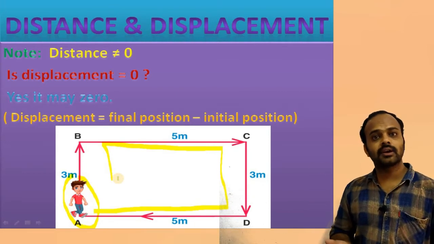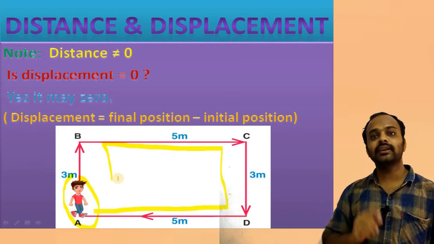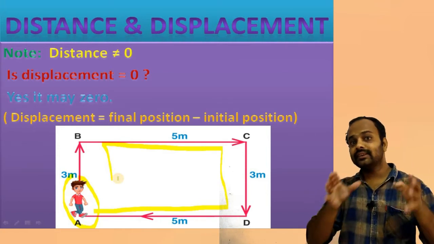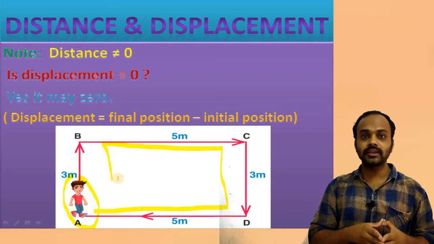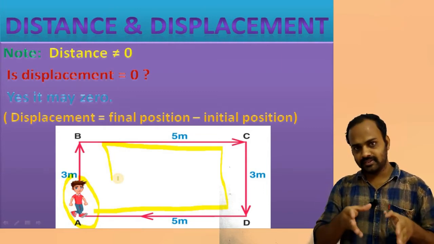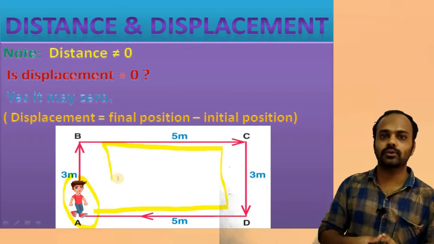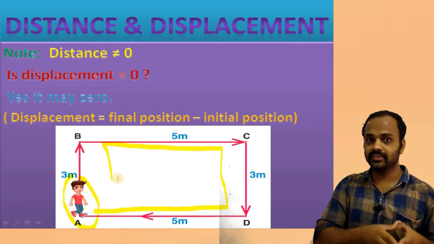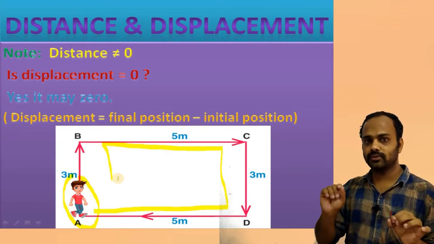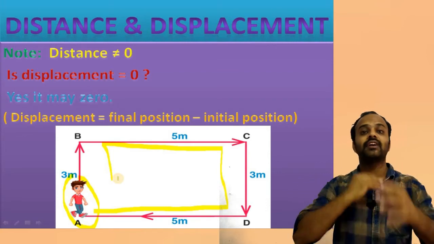That means when the initial position of the object is equal to the final position of the object, then the displacement is 0. Distance should not be equal to 0, but displacement may be equal to 0. Then what is the condition that displacement equals 0? Displacement is equal to 0 when the initial position of the object is equal to the final position of the object.